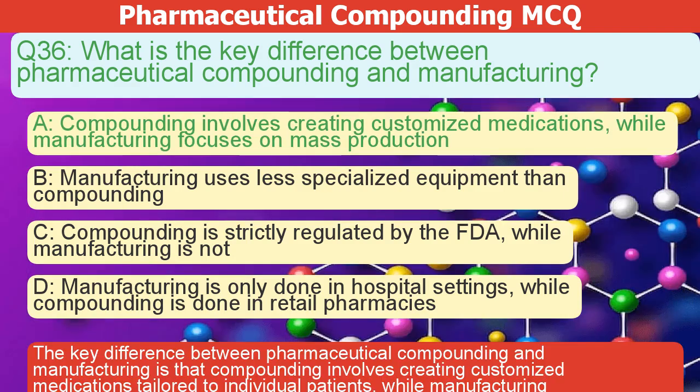The correct answer is A. The key difference between pharmaceutical compounding and manufacturing is that compounding creates customized medications tailored to individual patients. Manufacturing focuses on mass production of standardized medications.